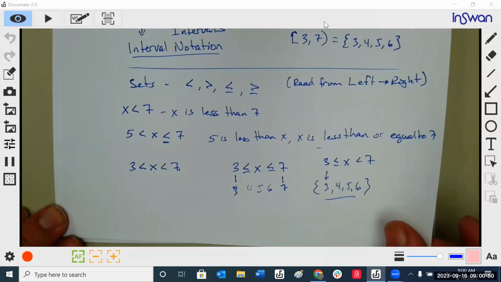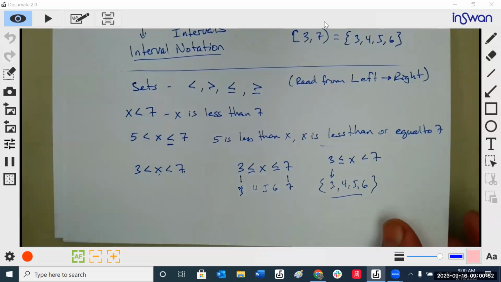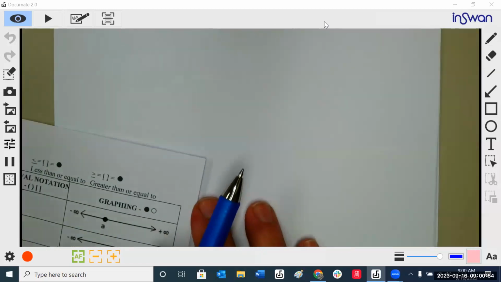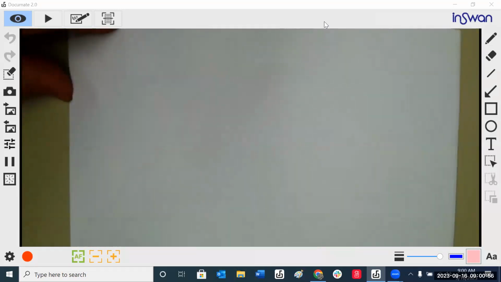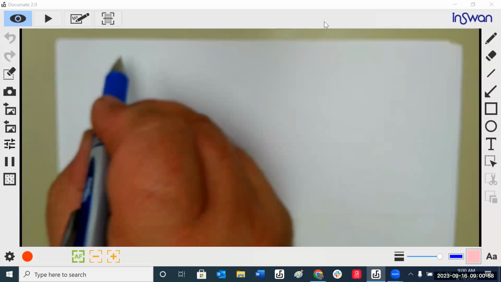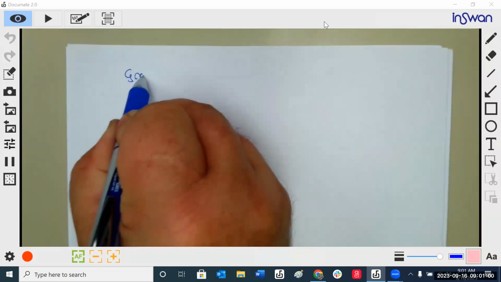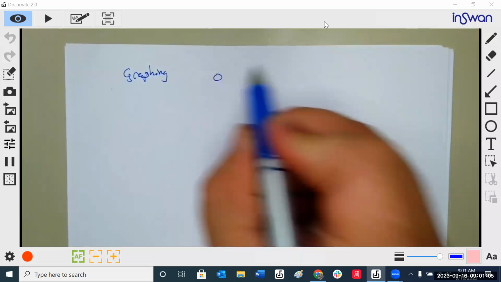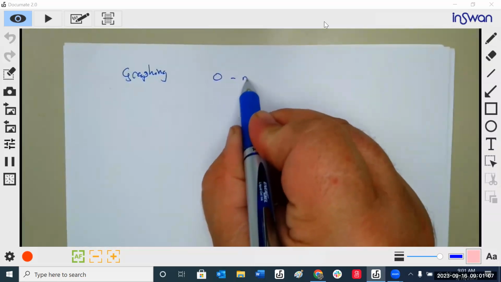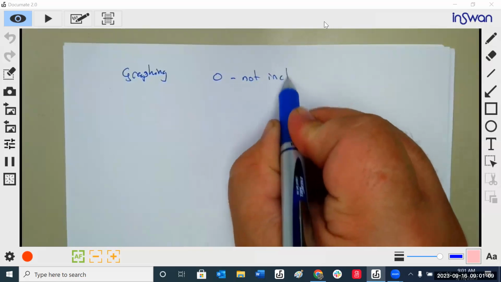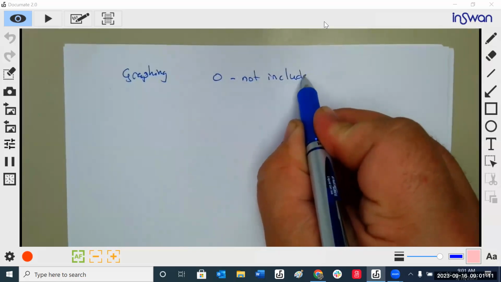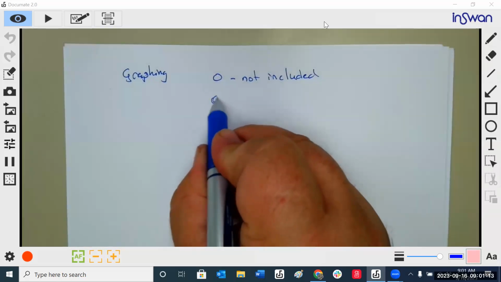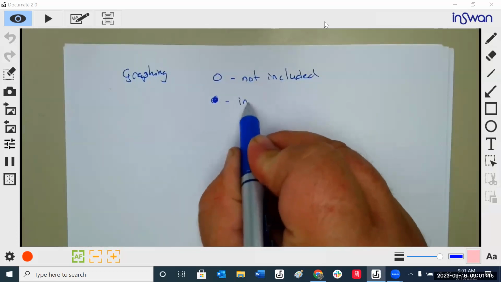And the same thing comes with pictures. When we deal with graphing, this is where it becomes a little complex depending on which book you look at. Graphing, we use open circles for not included and solid dots for included.